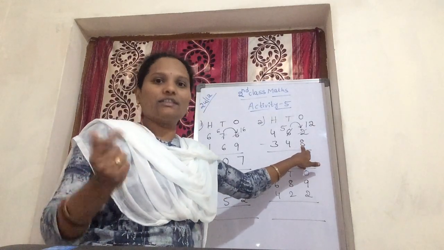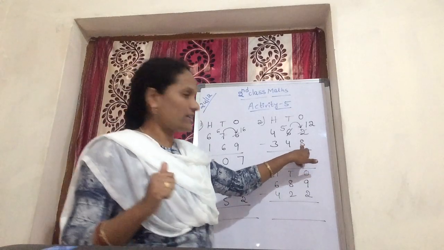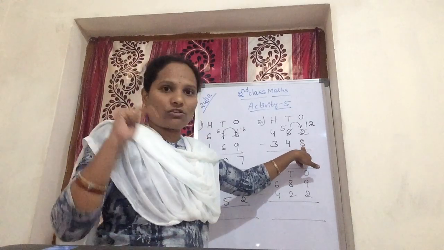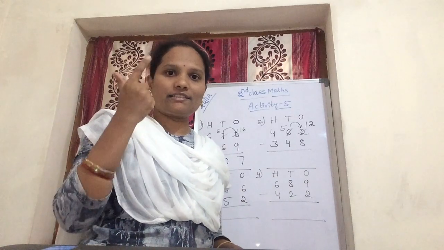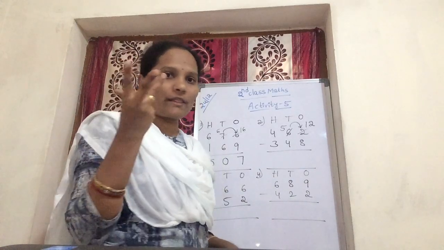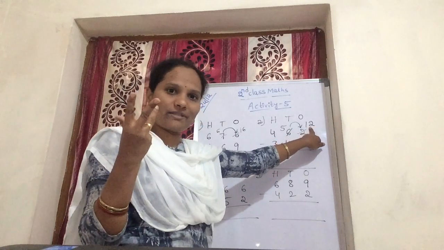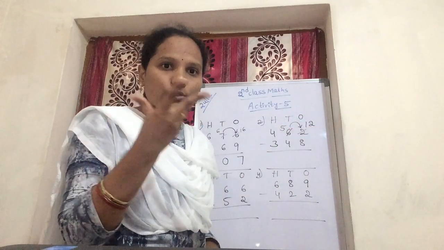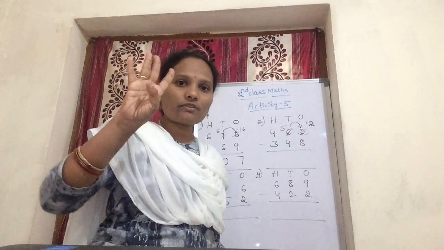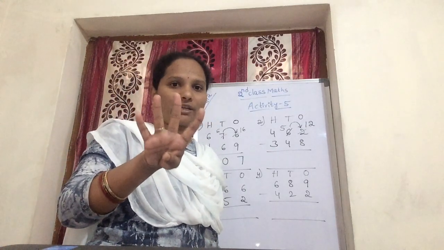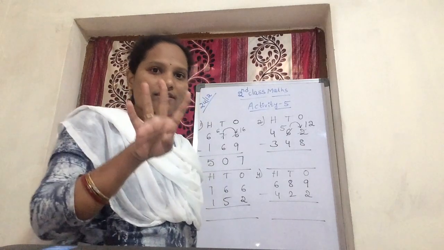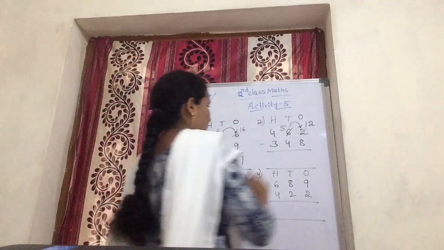When you start at 8, after 8 comes 9, 10, 11, 12, up to 12 because your first number is 12. So you are counting up to 12. How many fingers are you getting? 4 fingers. So you are getting how many numbers? 4. So what is your answer? 4. That is written in the ones place.